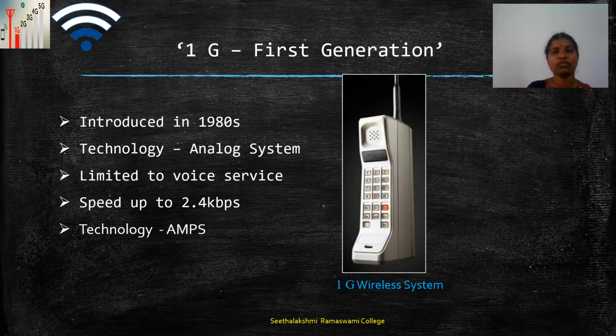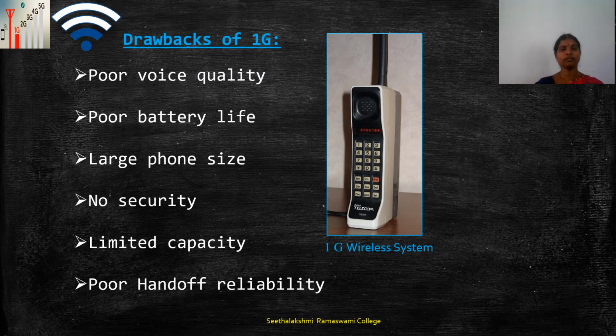The 1G mobile phones used a single universal network standard which is known as Advanced Mobile Phone System, that is AMPS. The cell phone networks were intended for the industrial, military, and research application. They used a series of dissimilar networks with very small broadcast areas. The drawbacks of first generation are poor voice quality, poor battery life, large phone size, no security, limited capacity, and poor handoff reliability.